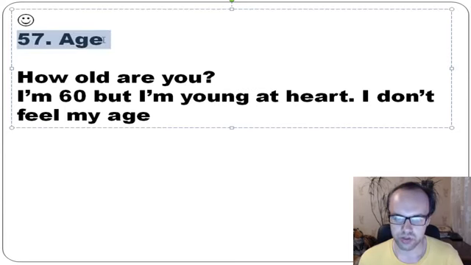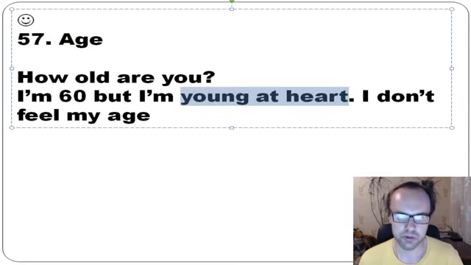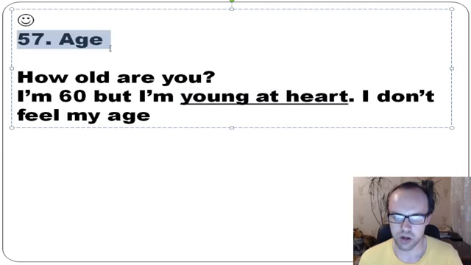Age. How old are you? I'm 60, but I'm young at heart. Please remember this phrase, I'm young at heart. It means I don't feel my age. I don't feel that I'm 60. I feel that I'm young. How old are you? I'm 60, but I'm young at heart. I don't feel my age.